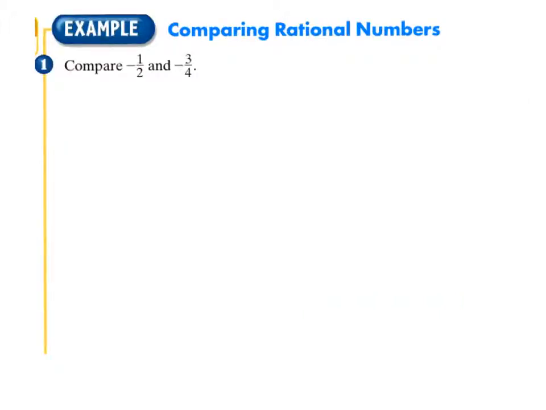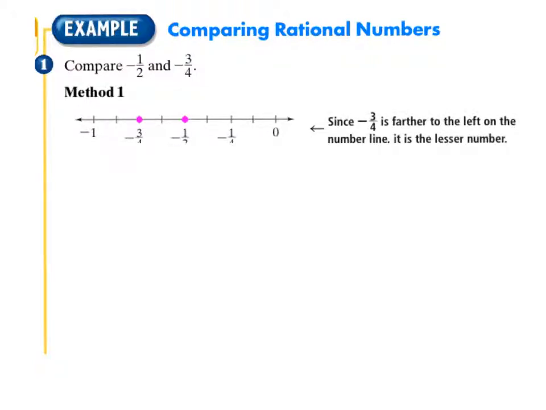Now let's look at an example of comparing rational numbers. So we're going to compare -1/2 and -3/4. If we look at it on a number line, we can set up a number line and just have all of our lines on our number line be fractions of 1. So we have -1/4, -1/2, and -3/4. If we plot those on our number line, we can see that -1/2 is closer to 0, so -1/2 is the bigger of the two numbers.